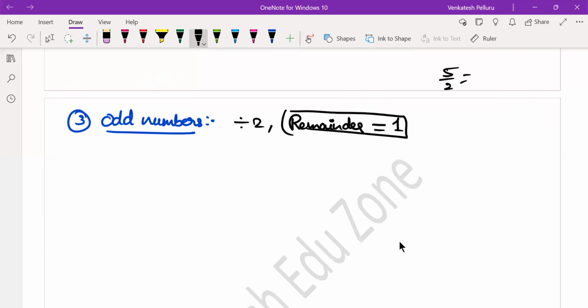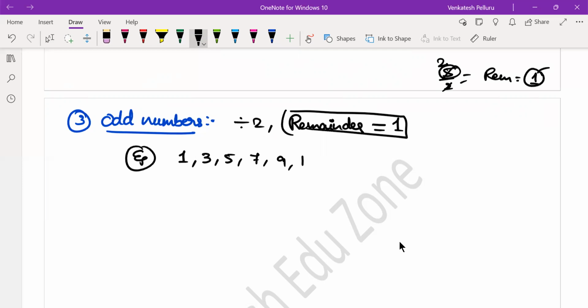5 when divided by 2, 2 will go exactly 2 times. 2 2s are 4. But out of 5, only 4 is gone, no? So still we are left with how much? 1. That is known as the remainder. So the examples of odd numbers start with 1, followed by 3, 5, 7, 9, 11, 13 and so on. You can write any number, n number of numbers.